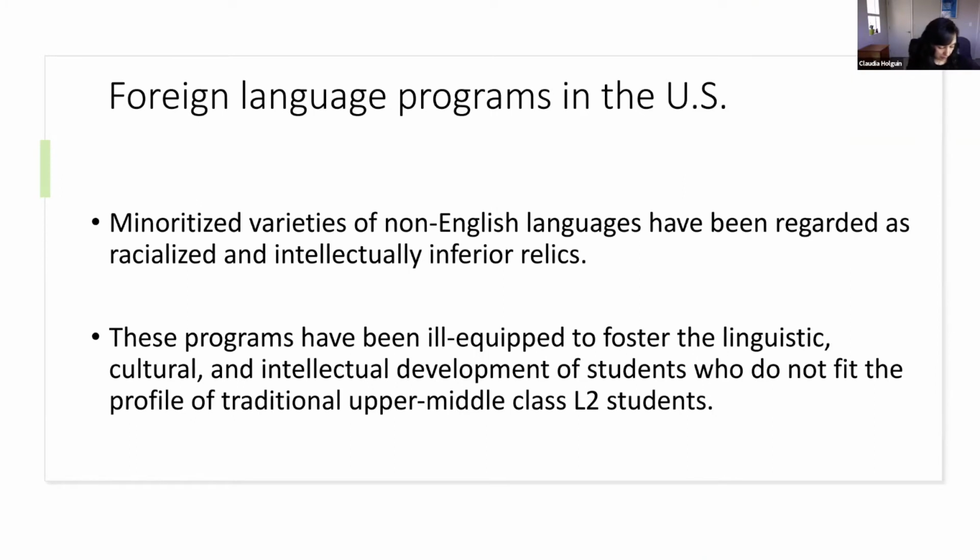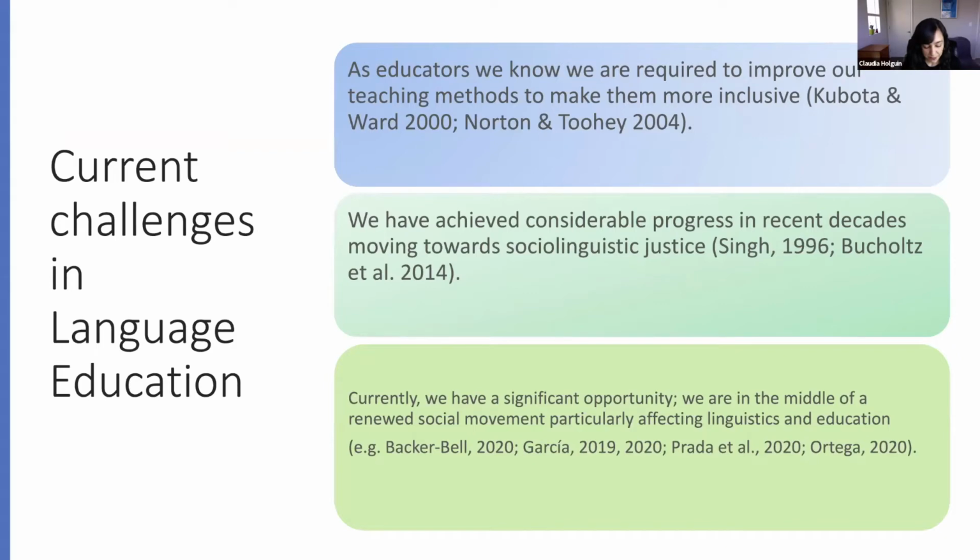So within foreign language programs in the US, minoritized varieties of non-English languages have been regarded as racialized and intellectually inferior relics. These programs have been ill-equipped to foster the linguistic, cultural, and intellectual development of students who do not fit the profile of traditional upper middle class, considered L2 students in many programs, right? Currently, we have many challenges in language education. As educators, we know we are required to improve our teaching methods to make them more inclusive. However, we have achieved considerable progress in recent decades moving towards sociolinguistic justice.